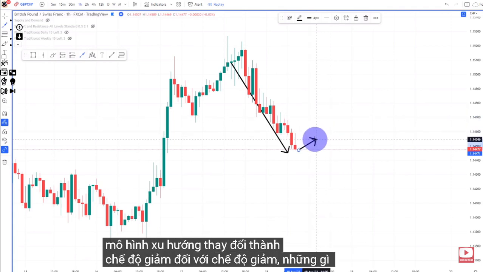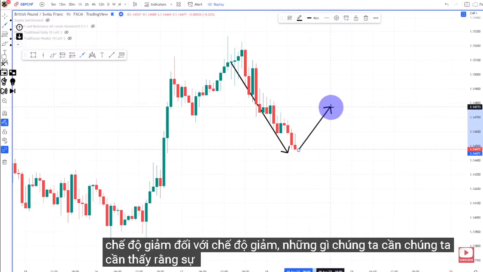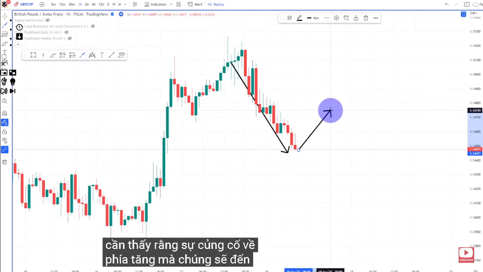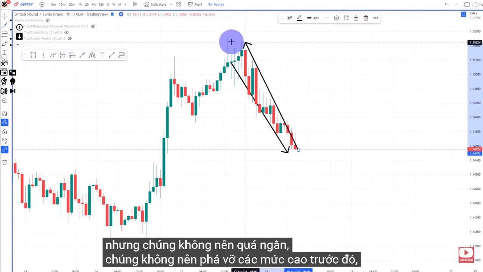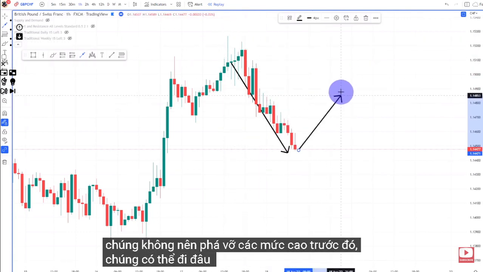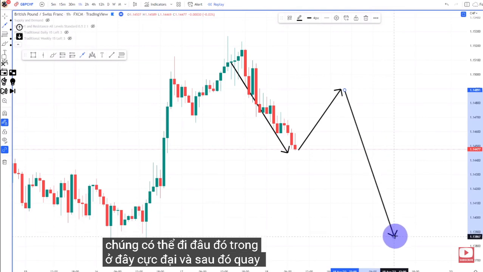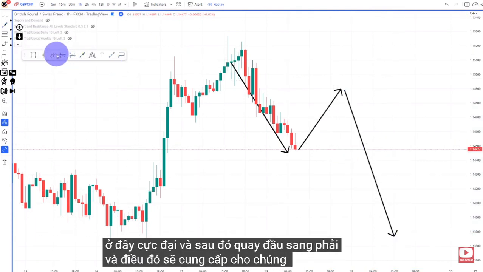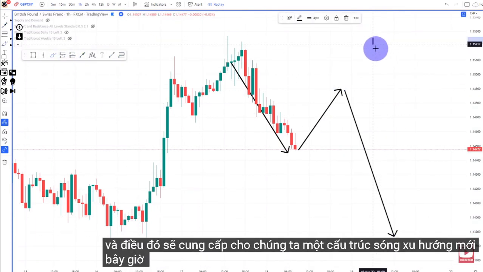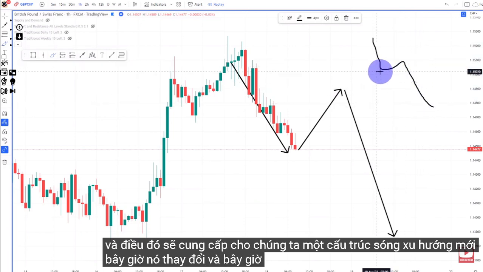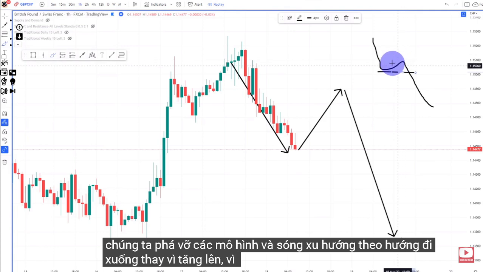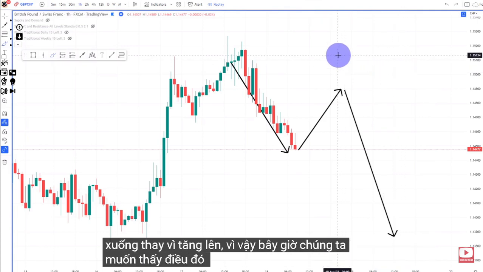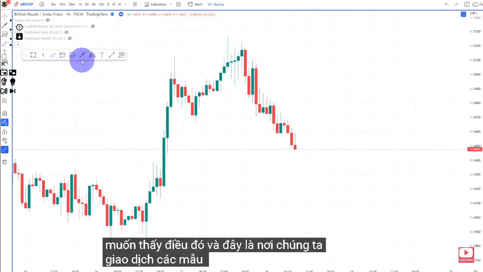For a bearish mode, what we need to see is that the consolidations to the upside will come, but they should be short. They should not break previous highs. They should maybe go somewhere in here, maximum, and then turn around, right? And that would give us a new trend wave structure. Now it changes, and now we break patterns and trend waves to the downside instead of to the upside. So now we want to see that, and this is where we trade complex patterns.